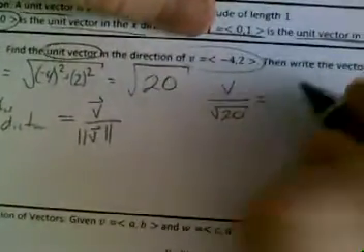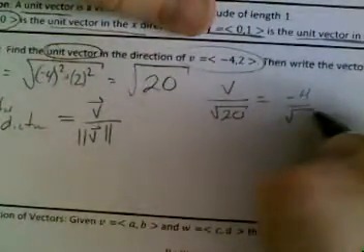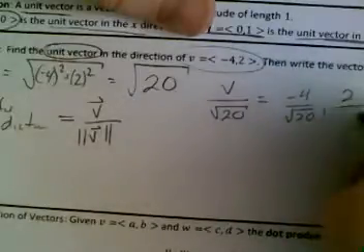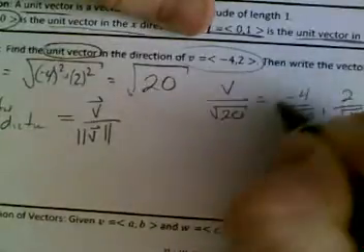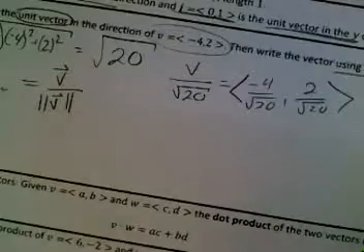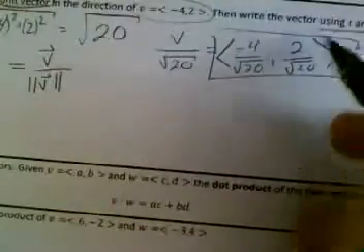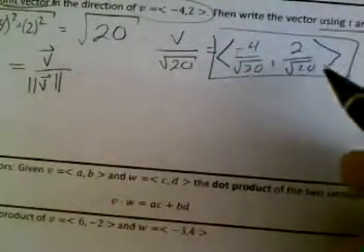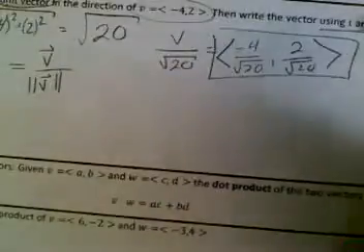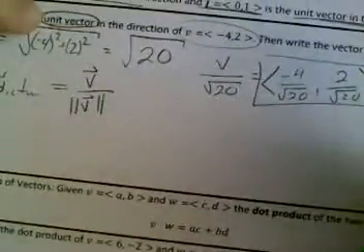This is really going to be equal to negative 4 divided by the square root of 20, and 2 divided by the square root of 20. That's it. This is the unit vector. It's got length 1. If you don't trust me, square this, add it to this squared, take the square root of the whole thing, and you'll get 1. In the direction of that, that's the first part.